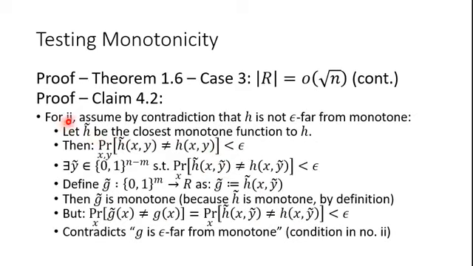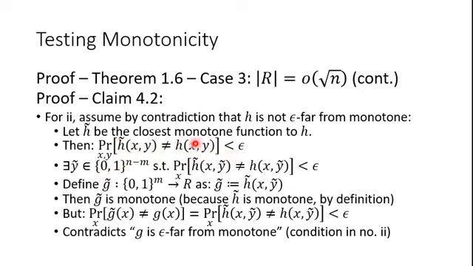Okay, so for 2 we need to work a bit harder. So we will assume by contradiction that h is not epsilon far from monotone. So let h tilde be the closest monotone function to h. In this case, we see that the probability over x and y of h tilde of xy not being equal to h of xy is less than epsilon, again because h tilde is the closest monotone function to h, and we're assuming that h is not epsilon far from monotone.